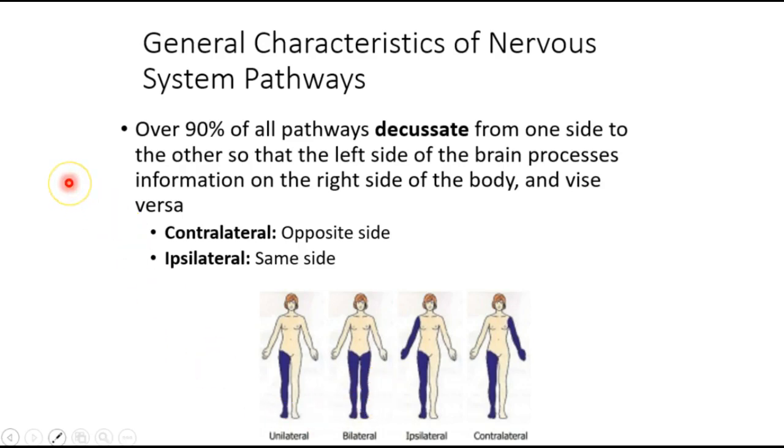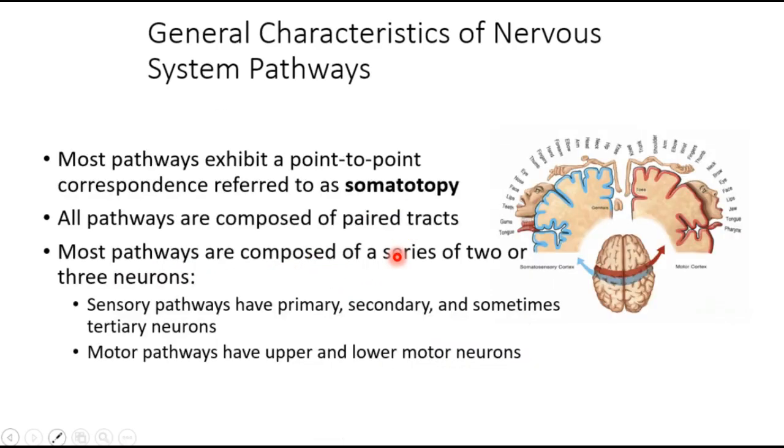So we will have all of our sensory and motor pathways connecting to the opposite side of the brain from the body. So all of the ones that we're going to deal with, again, they're going to be contralateral. The right hemisphere is going to control the left body. The left hemisphere is going to control the right body. There are some ipsilateral pathways that do not decussate. I'm not going to teach any of them specifically.